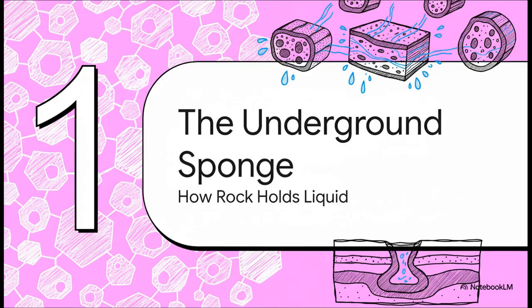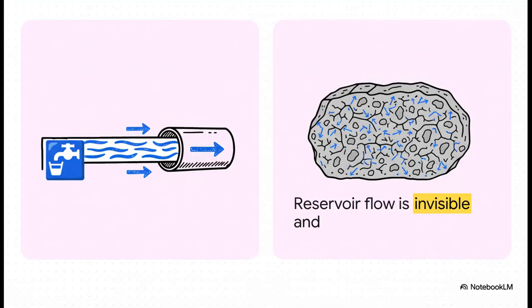The first thing you have to wrap your head around is this kind of surprising idea. Solid rock can act just like a giant sponge. Look, we all get how water flows through a pipe, right? You can see it, it's simple, it's totally predictable. But getting oil out of a reservoir, it's the complete opposite. It's happening thousands of feet below us, through this incredibly complex maze of hidden pathways.